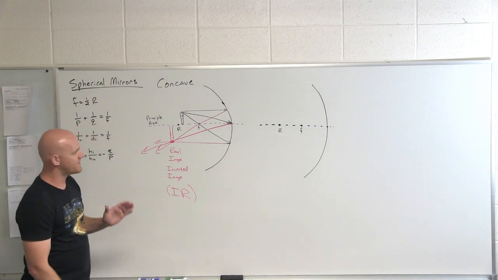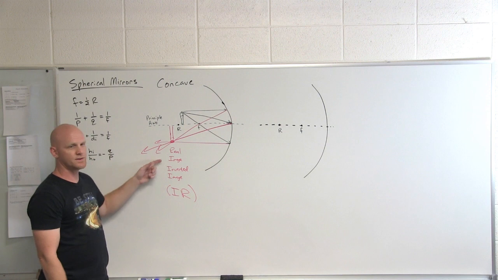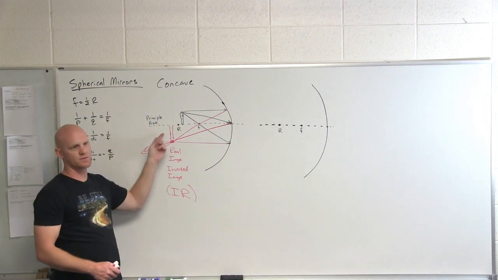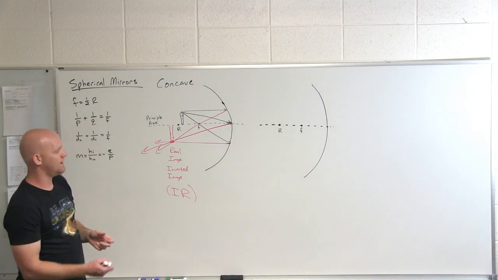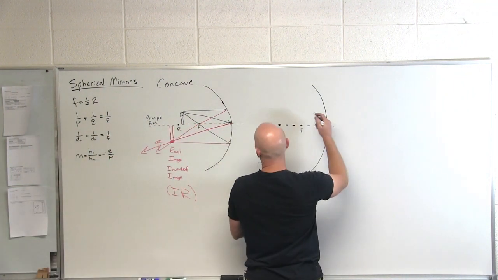Cool. But that's one situation. As long as you're beyond that focal distance, you get a real inverted image. Sometimes it's bigger, sometimes it's smaller, depending on which side of the radius of curvature you're on. Okay. The second situation we've got to deal with is when you're within the focal point.